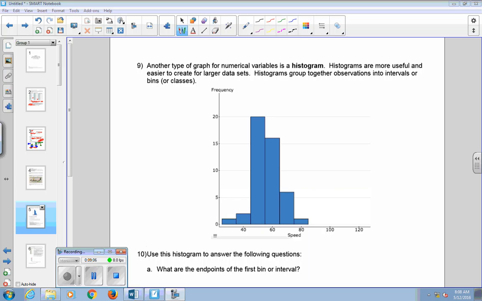Okay, so let's take a look at a histogram. Number 9, another type of graph for numerical variables is a histogram. Histograms are more useful and easier to create for larger data sets. Histograms group together observations into intervals or bins, and they can also be called classes. If you take a closer look at this histogram, notice that the frequency is now on the vertical axis. The variable name is still on the horizontal axis.